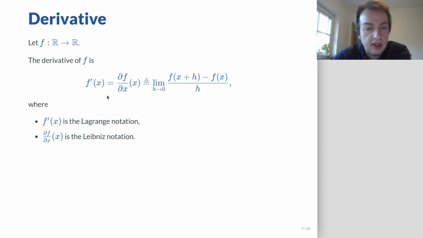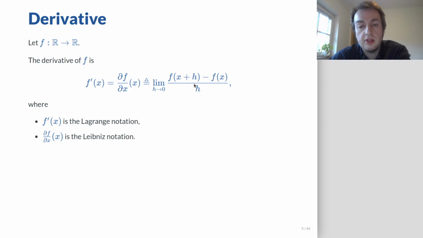I will denote this derivative either as f prime x, and this would correspond to the Lagrange notation, or I will denote it using the Leibniz notation, and this is the one actually I will use over and over today. So, and I will define it in this way, using this partial symbol. And what does that mean? So by definition, we'll say that the derivative of f corresponds to the value of this limit.